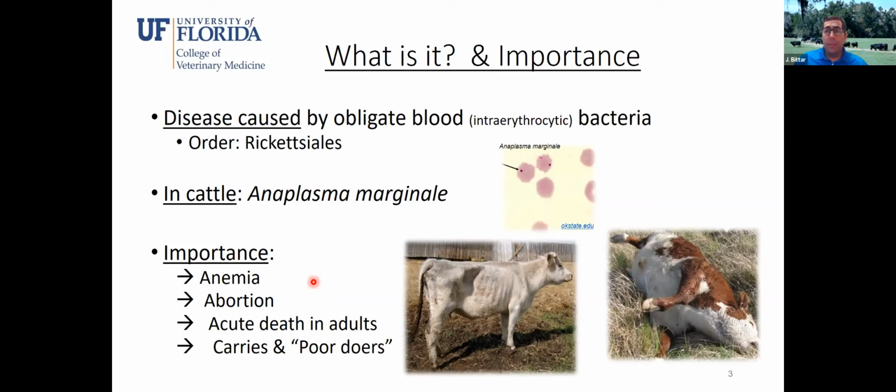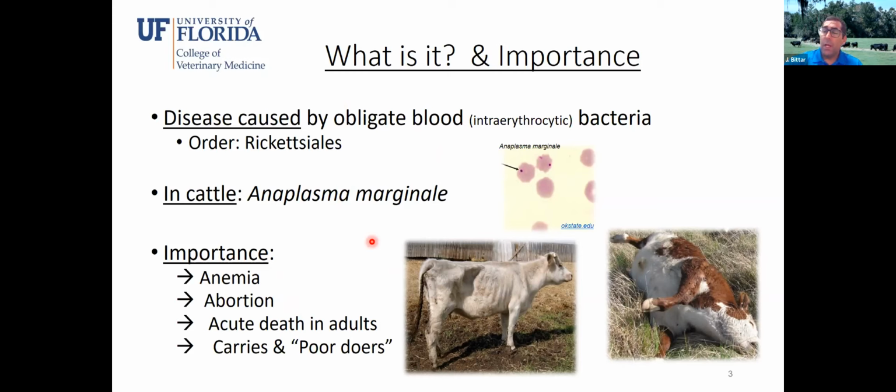And they are one of the number one causes of anemia in cattle. They can cause abortion, and in adult animals, they can cause the death of those animals. That's an important outcome that the producer doesn't want to have.